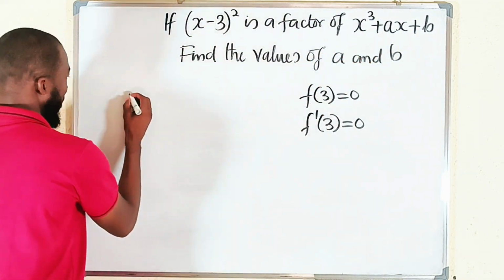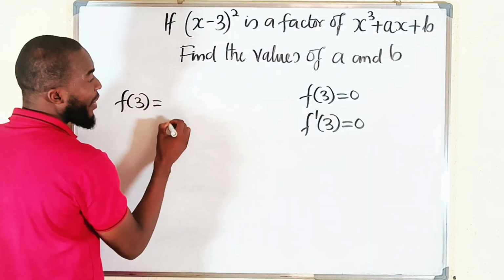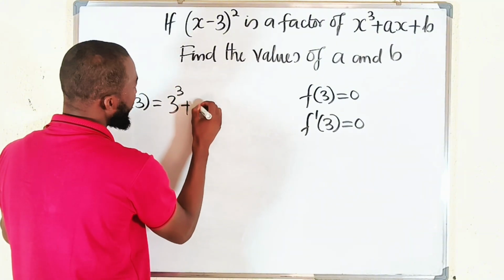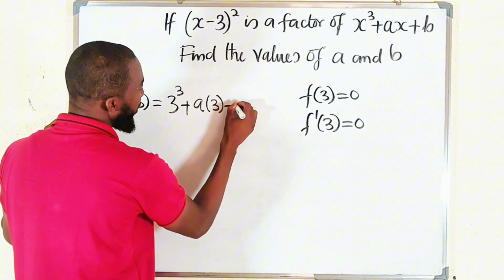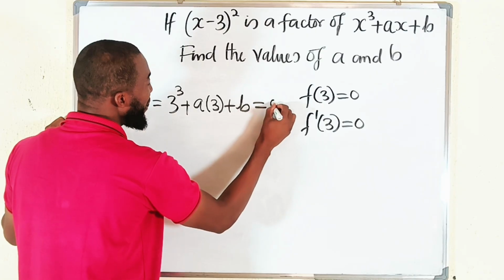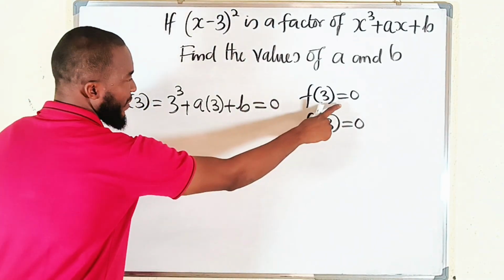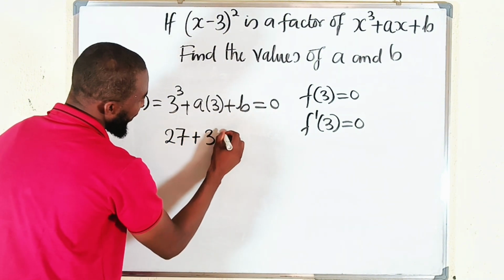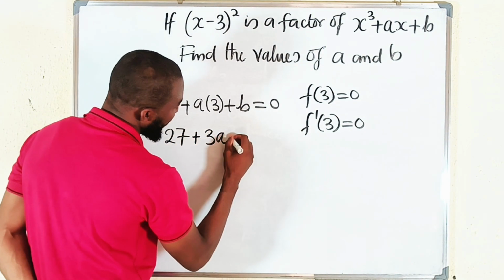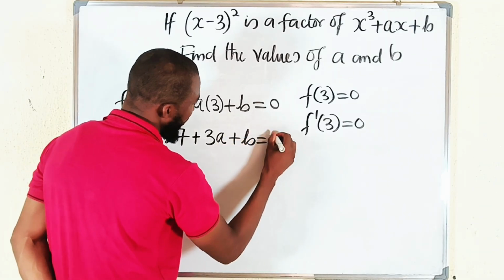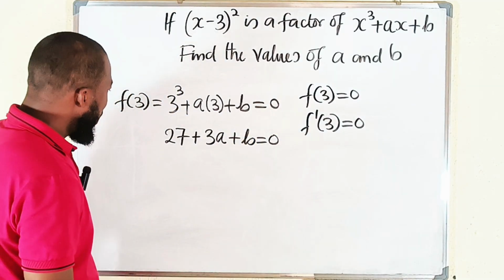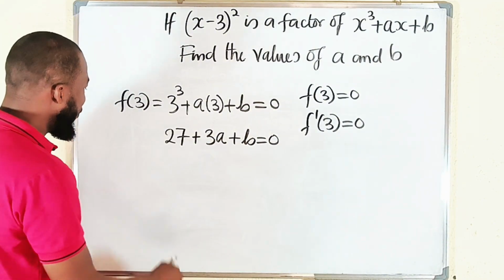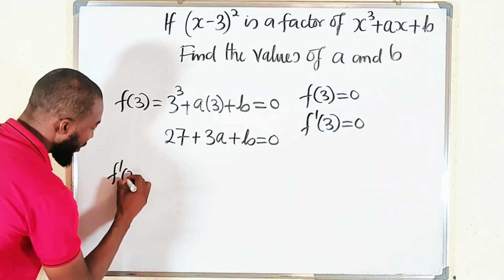Plug in 3 here. F of 3 is equal to, wherever we have x, we replace it with 3. So we have 3 to the power of 3 plus a multiplied by 3, then plus b. This must be equal to 0. Yes, because we have it here. This is 27 plus 3a plus b equals 0. Should we make b the subject? But let me find f prime of x first.